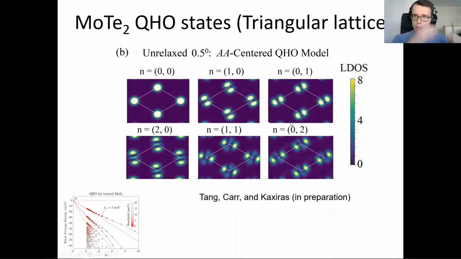Yeah, and you can play this game all the way down. And you see all these very beautiful nodal patterns in the bands, as long as the bands are flat enough. Once the bands become dispersed, you lose this, and all you see is the metal. Okay, so this was for the triangular quantum harmonic oscillator.